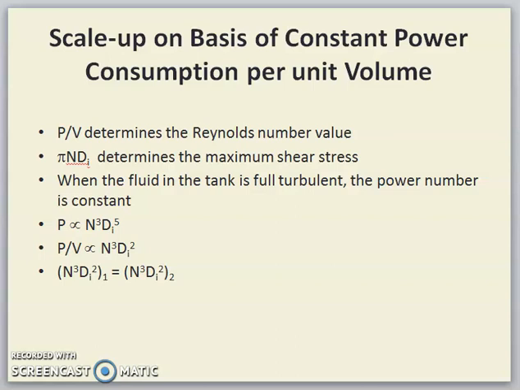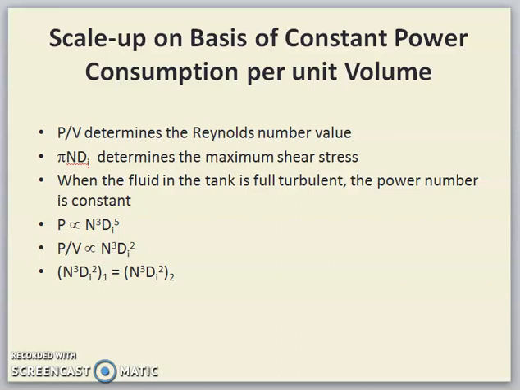The power over volume determines the Reynolds number value. Pi N D_i determines the maximum shear stress. When the fluid in the tank is full, the power number will be constant. So the power will be nearly equivalent to N^3 D_i^5. So P over V will be nearly equivalent to N^3 D_i^2.